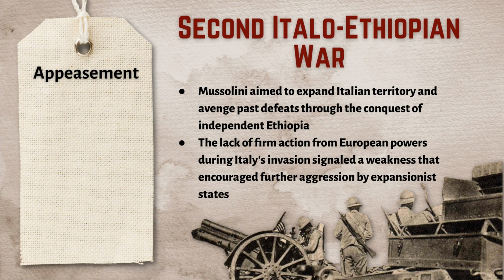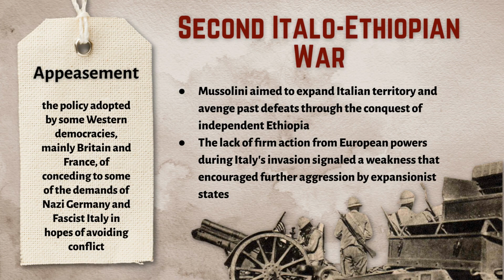In 1935, Italy invaded Ethiopia, one of the few remaining independent countries in Africa. This invasion was motivated by a desire for expansion, as well as a desire to restore national pride after Italy's earlier defeat by Ethiopia. The League of Nations responded by imposing economic sanctions, but these measures were limited and ineffective. Major powers like Britain and France were hesitant to take stronger action, as they wanted to avoid escalating tensions. This weak response demonstrated that the League lacked the ability to enforce peace, which encouraged further aggression by other countries.